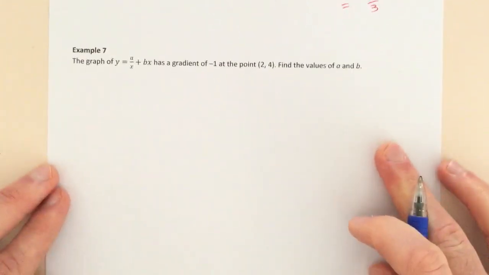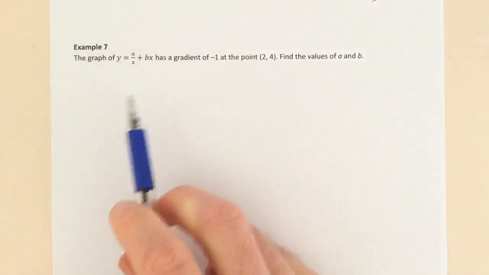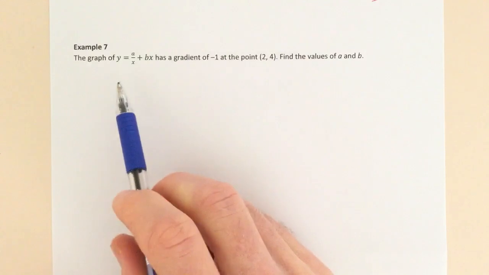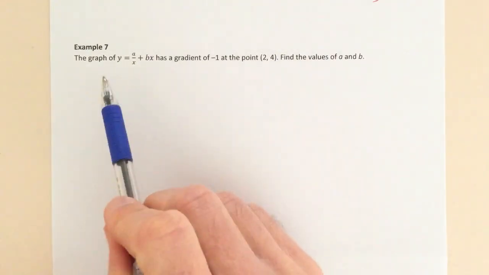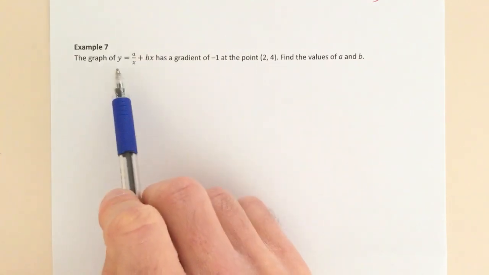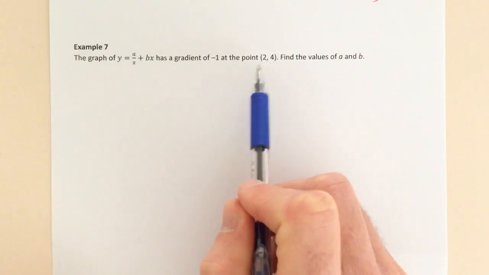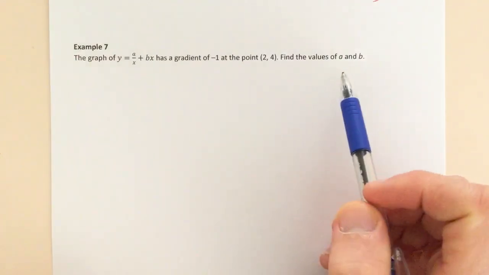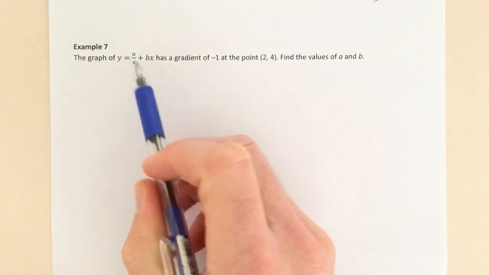Okay, and one last example for this section, and worded a little bit differently, so we're going to have to read this carefully. This is one of those questions with extra unknown values, and we have to work out what they are. It says the graph of y equals a over x plus bx has a gradient of negative 1 at the point 2, 4. Find the values of a and b. Okay, so we've got two unknowns to determine here.